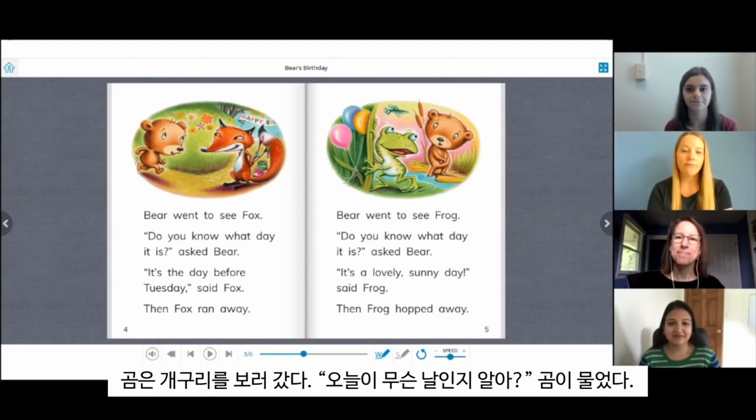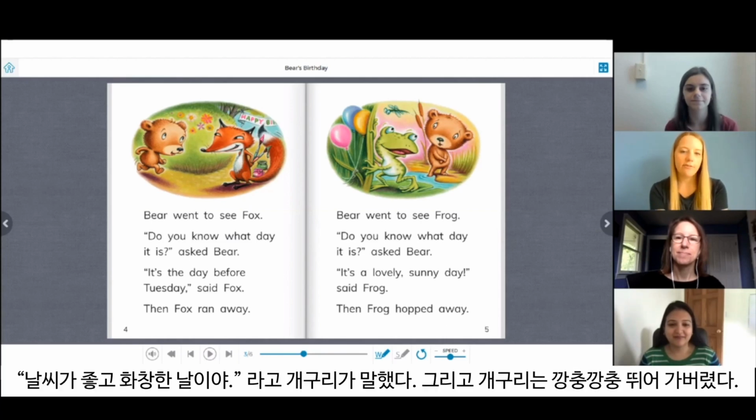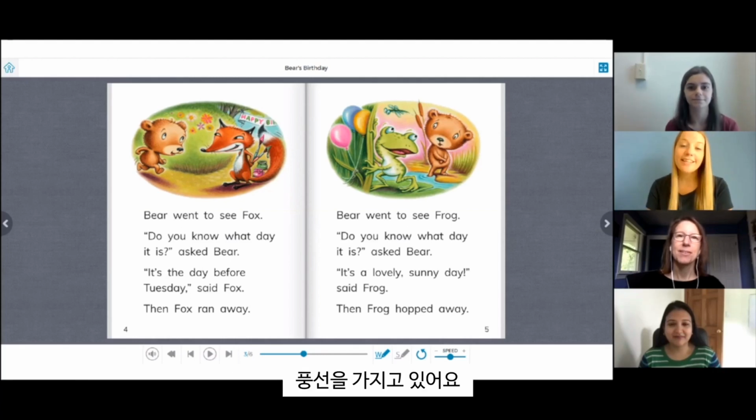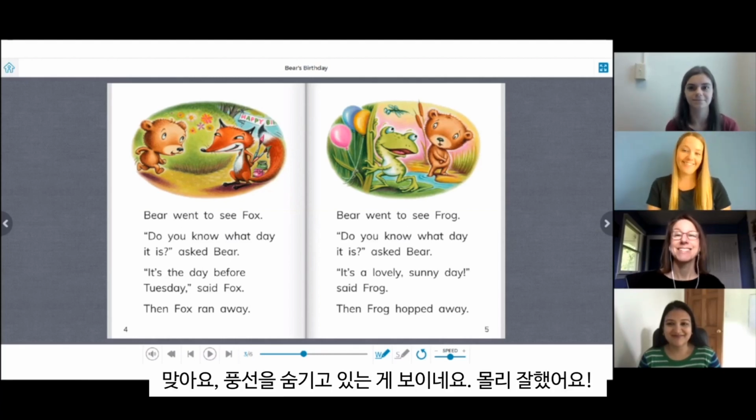Bear went to see Frog. Do you know what day it is? Asked Bear. It's a lovely sunny day, said Frog. Then Frog hopped away. And he has balloons. I see he's hiding some balloons. That's right. Great job, Molly.